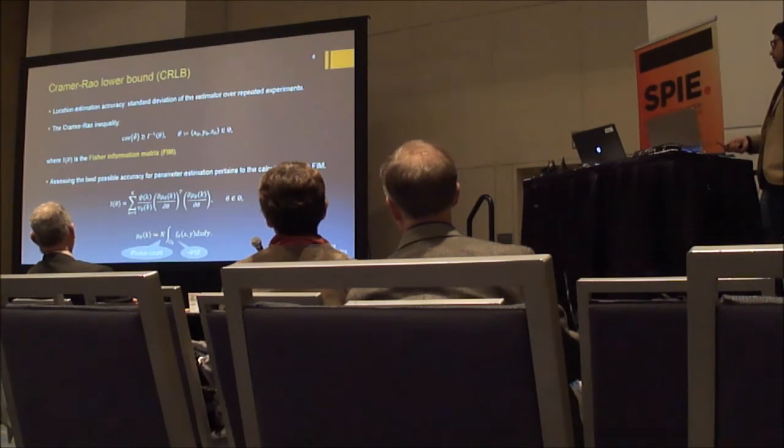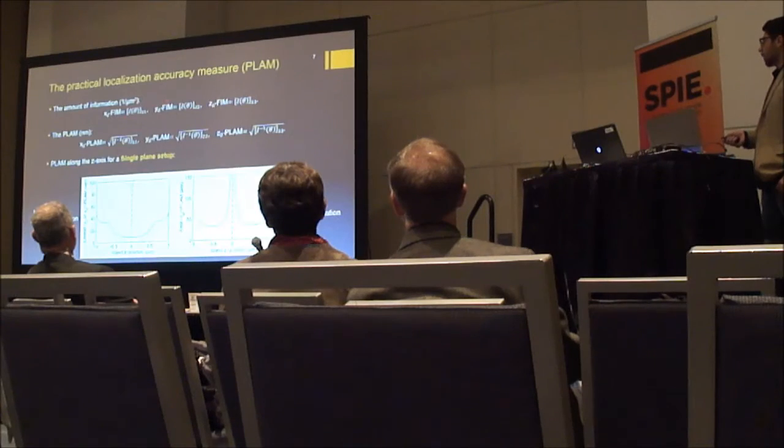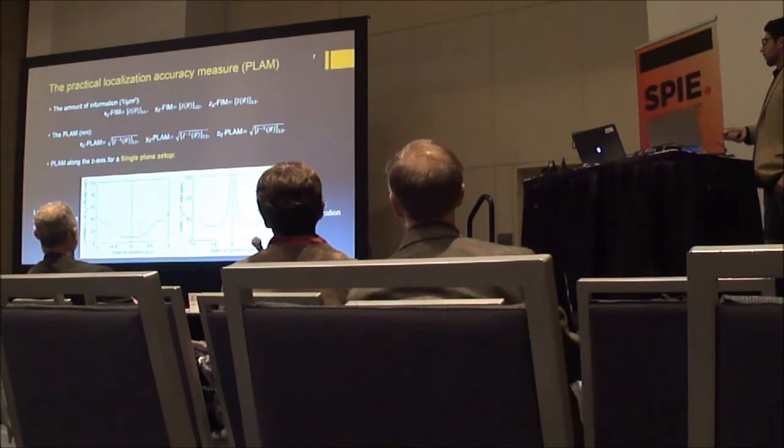Remember, this Fisher information matrix is a 3x3 matrix right now because we are dealing with a 3D localization problem. So we can actually pick the main diagonal elements of this matrix, which are shown here. If I pick the main diagonal elements and name them X0 FIM, Y0 FIM, and Z0 FIM, they provide information about the location of the single molecule. If the quantities are larger, it means we can localize the molecule more accurately because we have more information. Correspondingly, we define the practical localization accuracy measure, or the PLAM, defined in here.